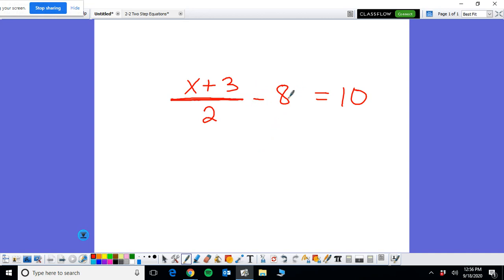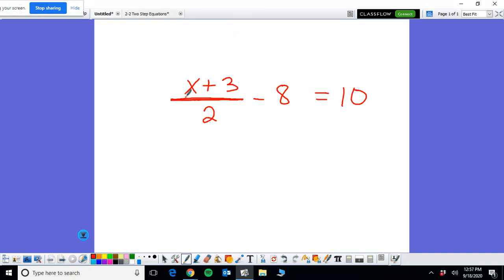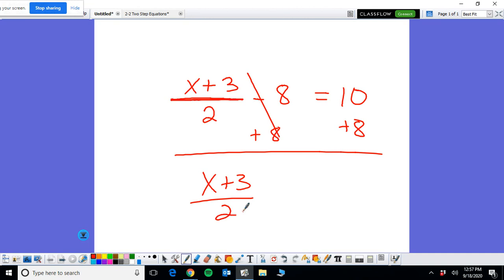Just like back to this one, we had the fraction and the thing hanging off to the side. We take care of this first. If I showed you something like this, I know it's a long bar, but you still have this thing hanging off to the side. You take care of it. First thing you would do is do +8, +8. They would go away. I'm just going to go a little further in this problem. X plus 3, still over 2. We didn't even touch that. Would equal 18. And now I would multiply by 2 on each side.